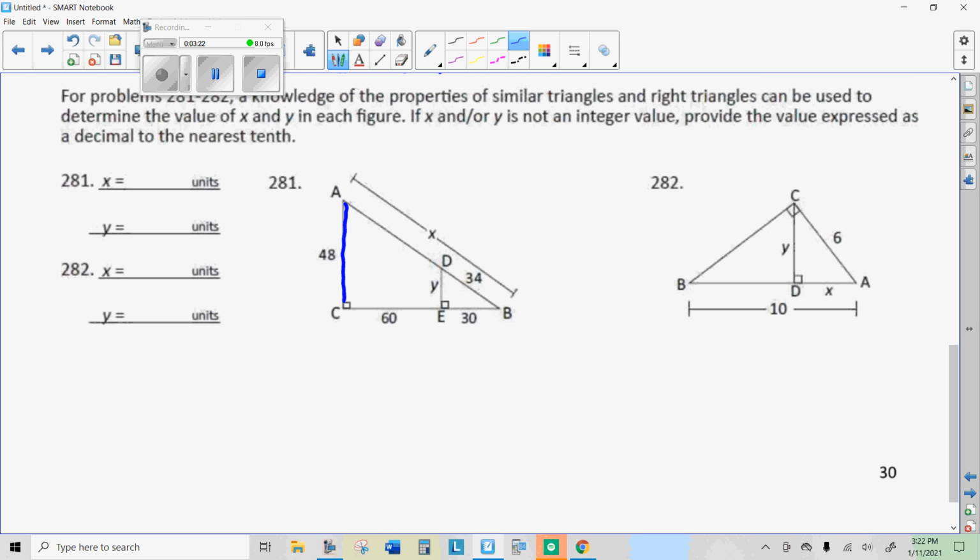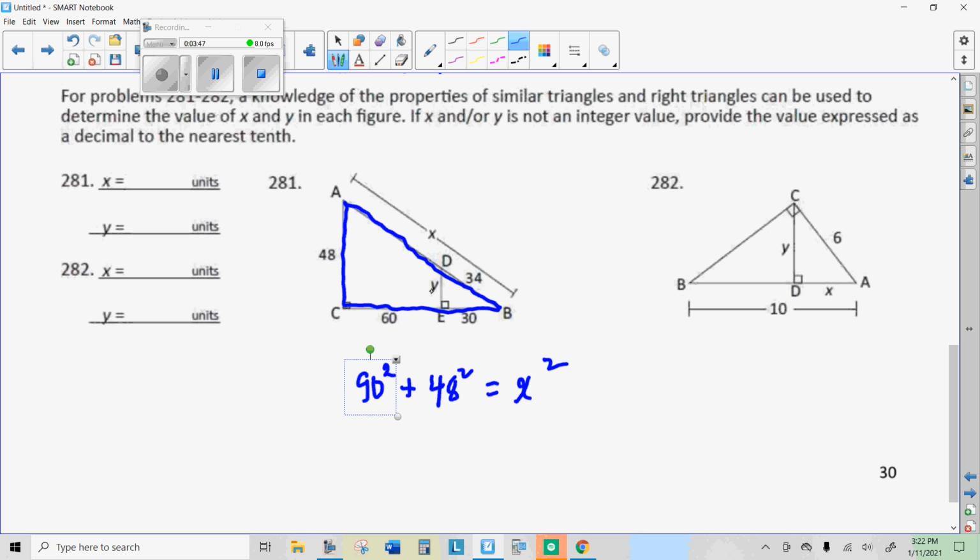If you look closely at this triangle, that's one of the triangles. So what I'm going to do for the base of that one is add the 60 and the 30. So that's 90 squared plus 48 squared, and that's going to equal x squared. So that's how I'll find x.